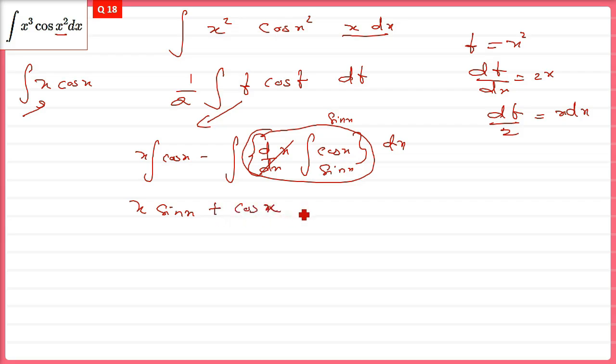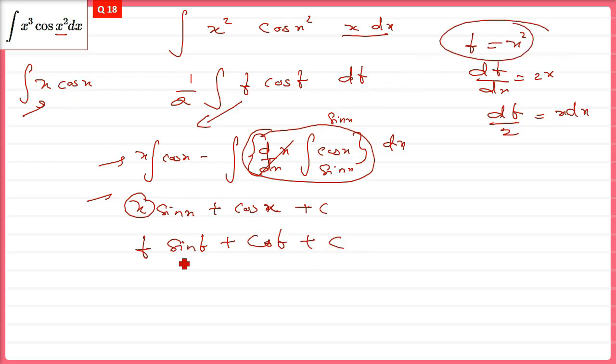But there is a slight mistake I have committed here. I have to write t everywhere. After this assumption t equal to x square, I have written x. Just assume that this all x is t only. So let me rectify my mistake. I am writing t sin t. So wherever it's x, it's t only. So t sin t plus cos t plus constant of integration.